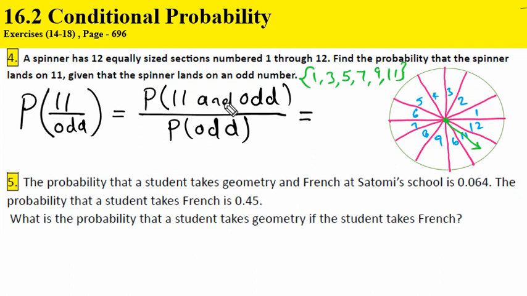Now 11 and odd number, the only favorable condition is 1. And the odd numbers, how many odd numbers? 1 2 3 4 5 6. So probability of odd number is 6 over 12, and probability of 11 and odd number is 1 over 12. Favorable over total, right? Because landing on 11 and being an odd number, there is only one favorable condition.